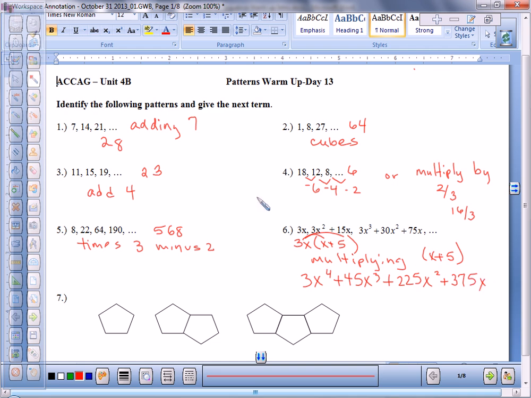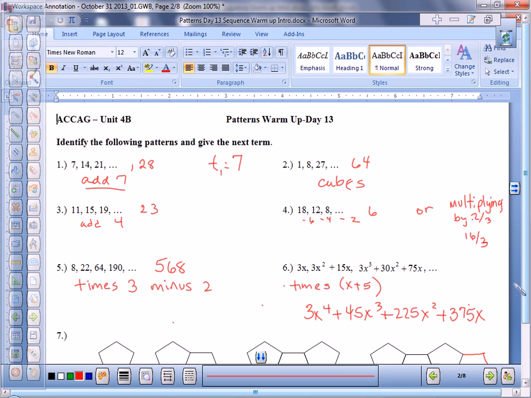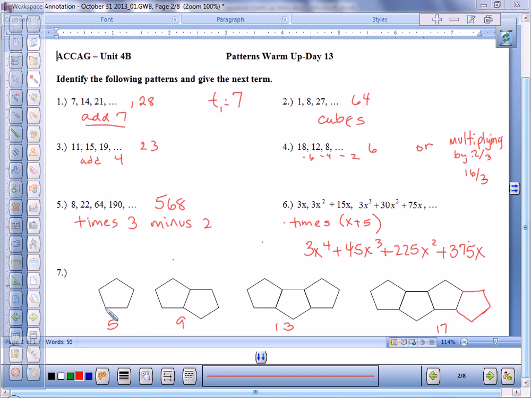Okay, now 1 through 5 are all doable for you guys. Now, I didn't give you any direction on this one. So you could have gone 2 ways with it. You could have said point up, then point down, then another point up, then another point down, and you could have just drawn it. Or, what if you had counted the sides? Which I did. 5. And then this one was 9. And then this one is 13. So the next one would be 17. You could have gone either way with it. Did anybody come up with a different way other than those 2?